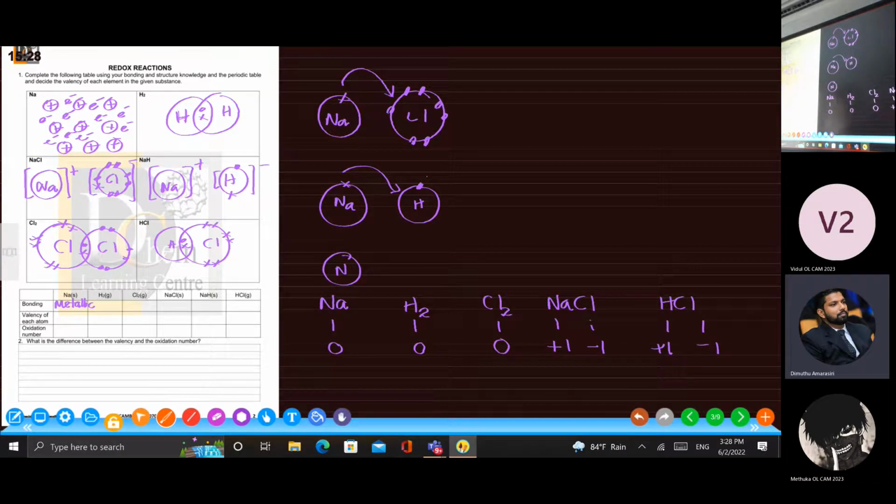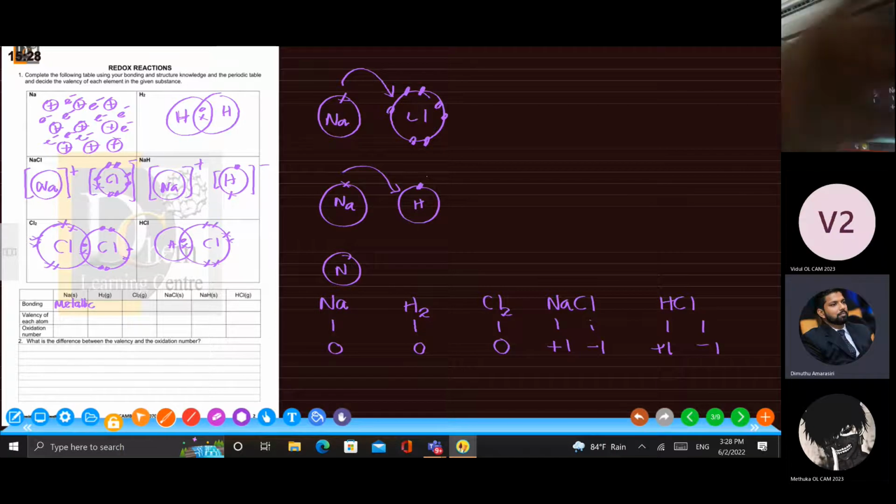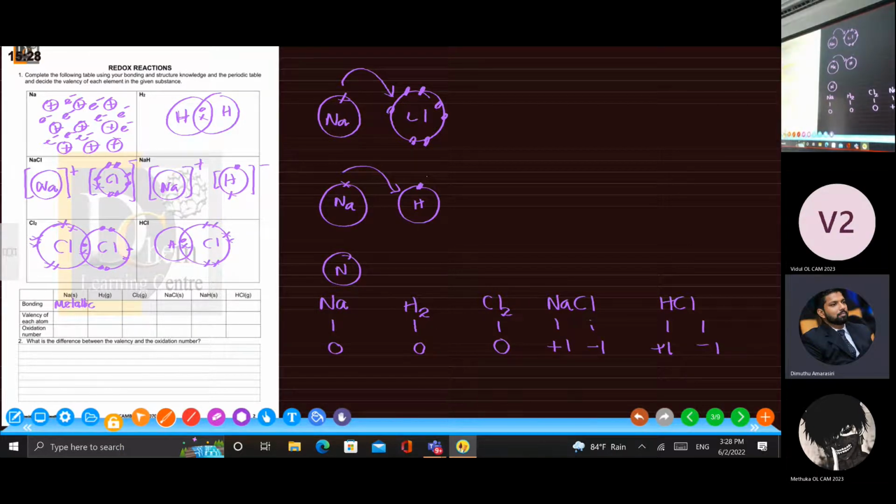Oxidation number tells you whether the electrons are removed or gained by putting a sign in front of it. Is that clear? By putting a sign in front of it. So you can write that. Oxidation number is similar to valency. You didn't write the numbers, right? The numbers in that table you can write.